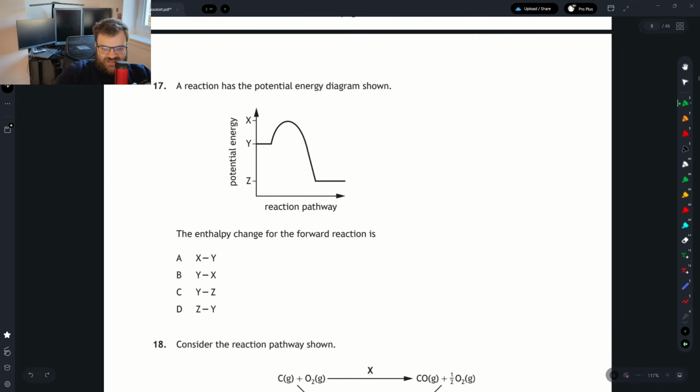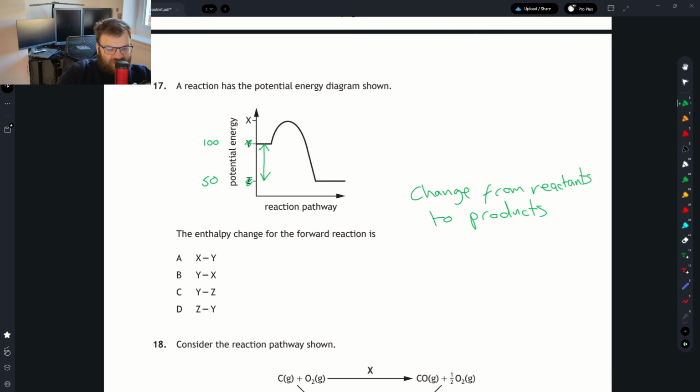Enthalpy change is the difference between products and reactants. I'll sometimes describe it as the distance between the 2 platforms. The way this question is worded makes it a wee bit more difficult for my usual description. If I just make life easier for us, if I was to say that we had a value of 100 and a value of 50, my usual way to say it would be, well, they're 50 apart from each other, and we're going down from Y to Z, so it's going to be minus 50.